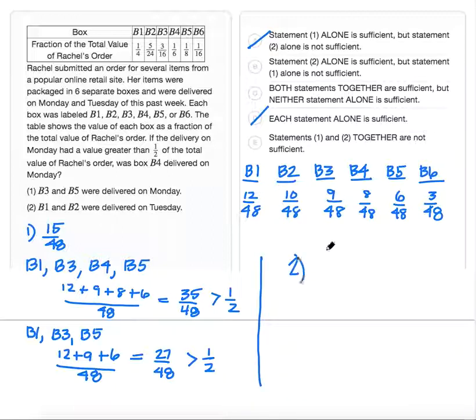Statement 2 says that B1 and B2 were delivered on Tuesday. Well, that fraction, if we do the math, is going to represent 22/48 of the total value of the order on Tuesday. In order for the value of Monday's delivery to be greater than a half, the remaining 4 boxes, including box B4, would need to be delivered on Monday. Otherwise, there's no way that the value of Monday's delivery could add to a value greater than a half.